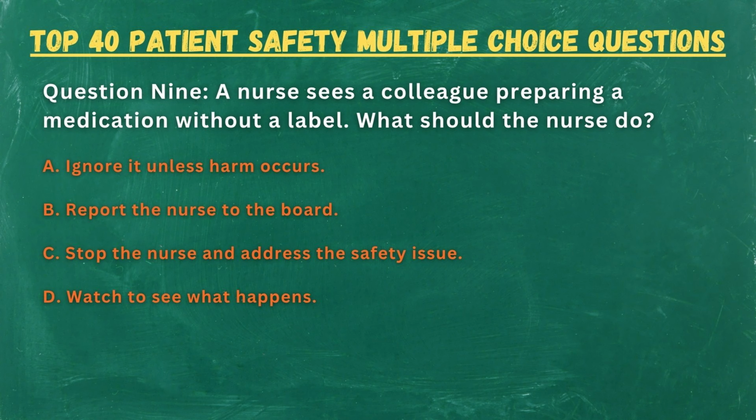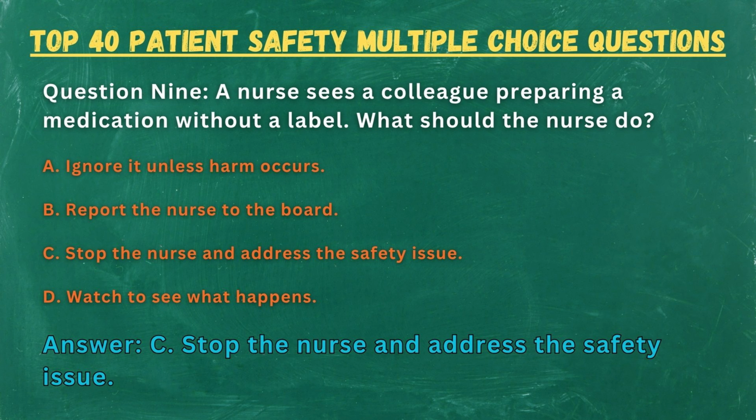Question 9. A nurse sees a colleague preparing a medication without a label. What should the nurse do? A. Ignore it unless harm occurs. B. Report the nurse to the board. C. Stop the nurse and address the safety issue. D. Watch to see what happens. Answer. C. Stop the nurse and address the safety issue.